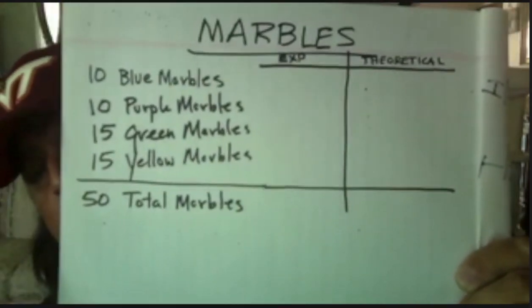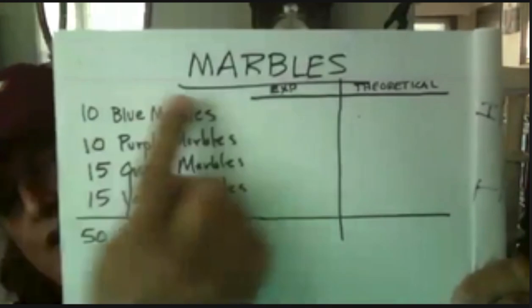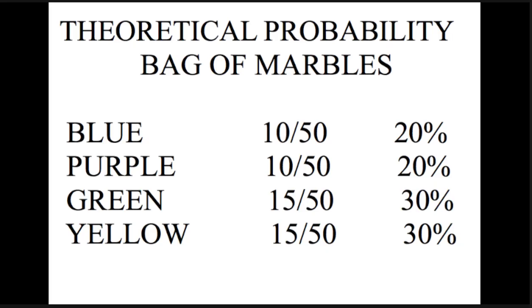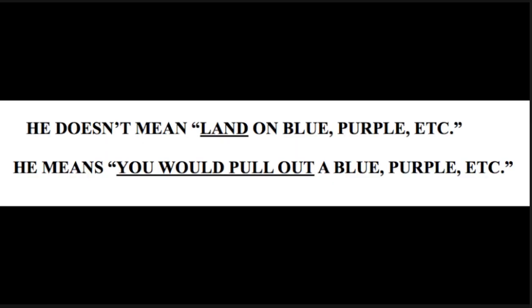All right? So when you say the theoretical probability, it's going to be 10 out of 50 that it's going to land on blue. The theoretical probability that it's going to land on purple is 10 out of 50. The theoretical probability it's going to land on green is 15 out of 50. And the theoretical probability it's going to land on yellow is 15 out of 50.